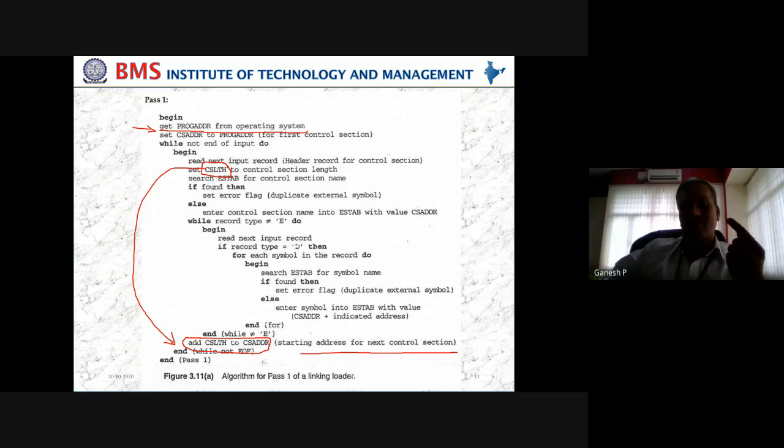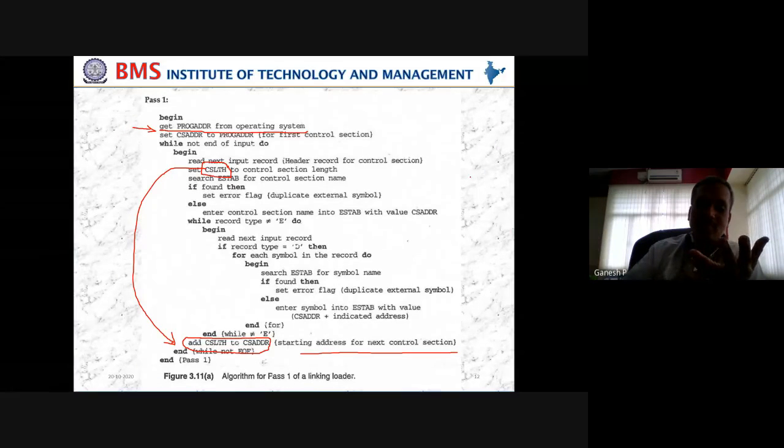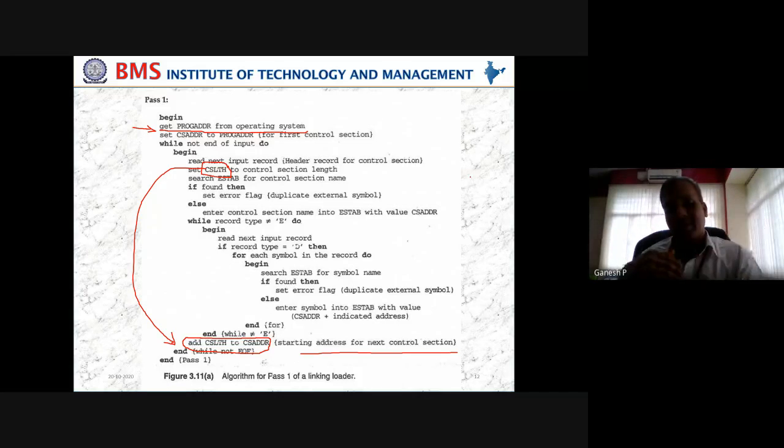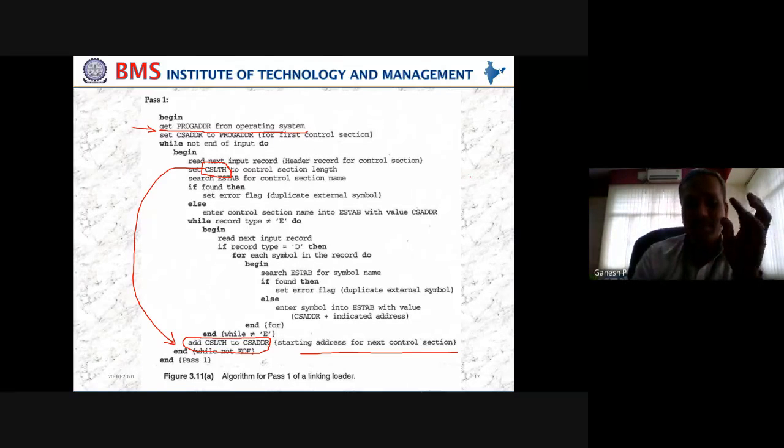So what happened now? From the beginning, we have gone through till the end of the program, identifying only D records. There were so many records we have not touched. Header record we have done. We don't want R records, T records, or M records. We want only D records. So we have processed D records between the H and E. Once I reach the E, that is the end of the program, so that control section's processing is over.